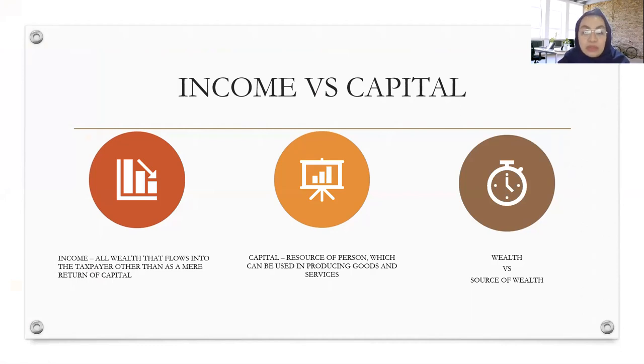As a result of the use of these resources, whether through the use of equipment, because equipment can be capital, the use of assets, or even the use of labor, in case of service-oriented businesses. So anything that increases your wealth as a result of the use of the capital, you call that income. In simple terms, capital may be the tree, and income may be the fruits of the tree.